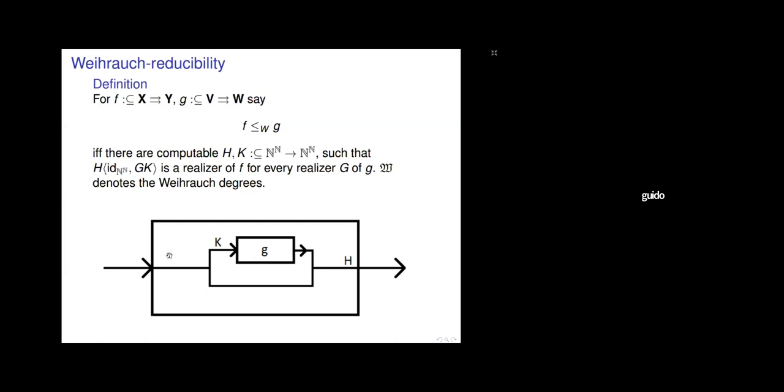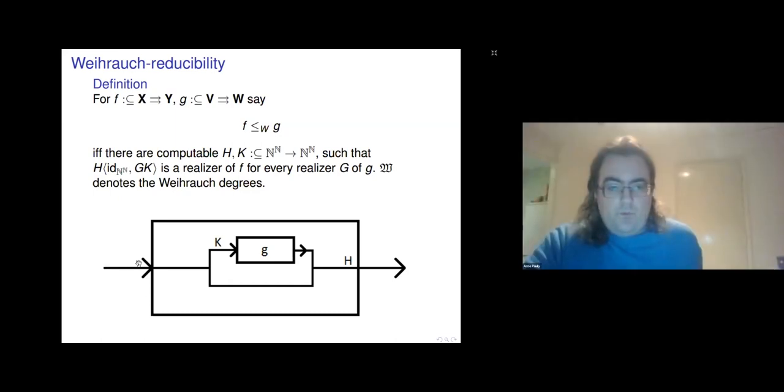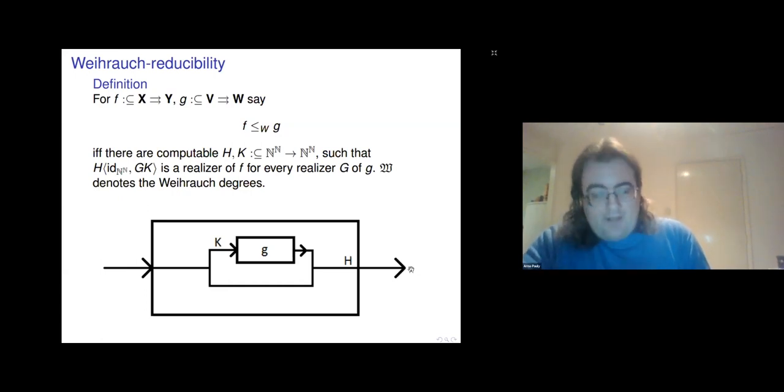That means the input we want to solve F for comes in from the left. We can do some computations on that and feed it into G. And then we get some answer G is allowed to give us there. We still have the input we want to ask F about. We do another computation, combine them somehow, and get some valid answer for F. And that's what a Weihrauch reduction is. So we will ask exactly one question to that oracle that we have there.